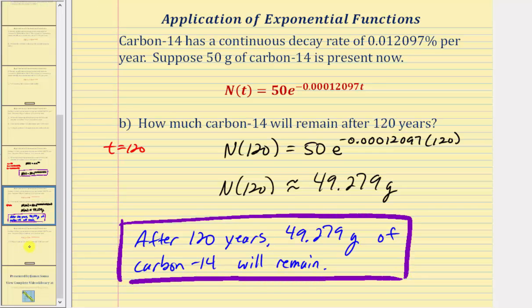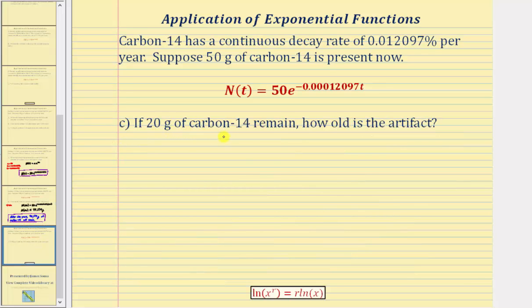Now for part C, we're asked if 20 grams of carbon-14 remain, how old is the artifact? So now we're given n of t and we need to determine the value of t. Here we're given n of t equals 20 grams. So we want to solve the equation 20 equals 50 times e raised to the power of negative 0.000120097 times t.